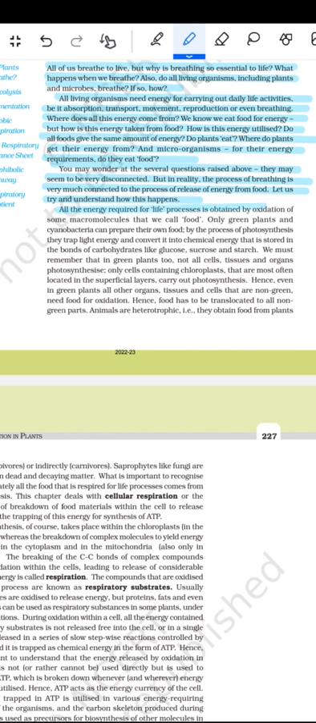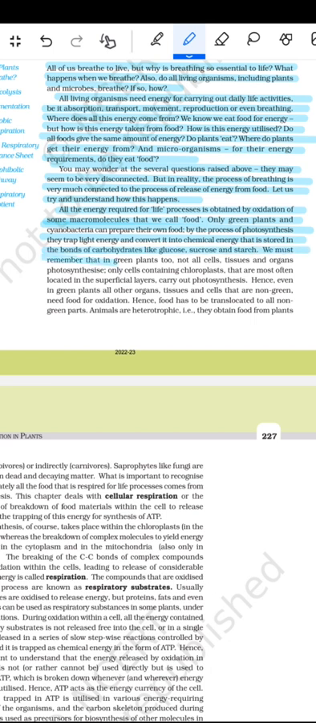All the energy required for the life process is obtained by the oxidation of some macromolecules that we call the food. Only green plants and the cyanobacteria can prepare their own food by the process of the photosynthesis. They trap the light energy and convert it into the chemical energy that is stored in the bonds of the carbohydrate like the glucose, sucrose and the starch.